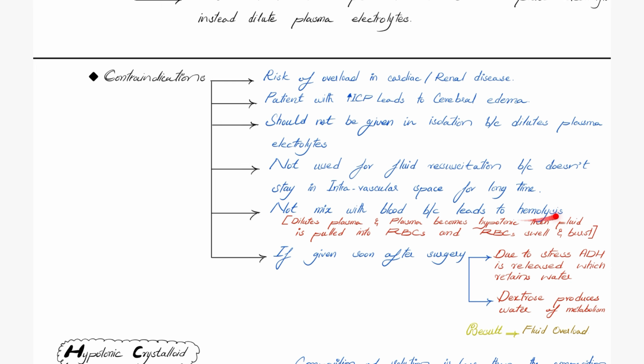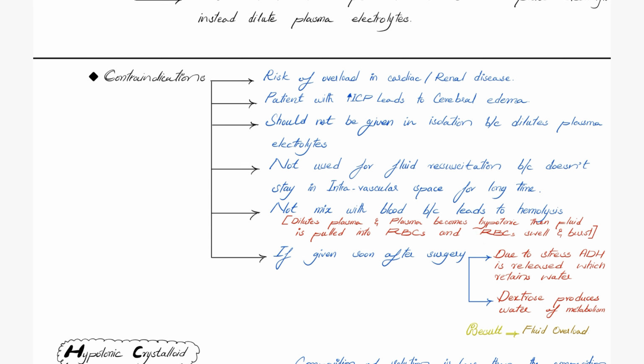How does it cause hemolysis? It dilutes plasma, so it makes the plasma hypotonic, and due to this the fluid shifts from the plasma into the cell, and it causes the swelling and bursting of cells. So this way it leads to hemolysis.